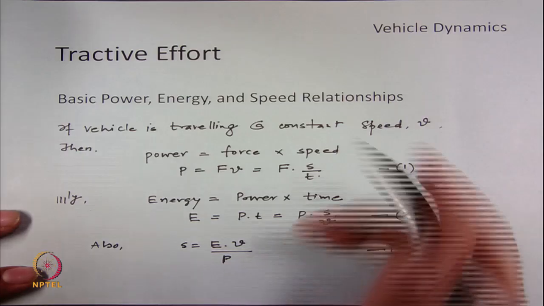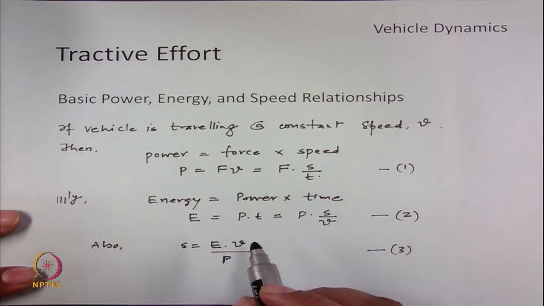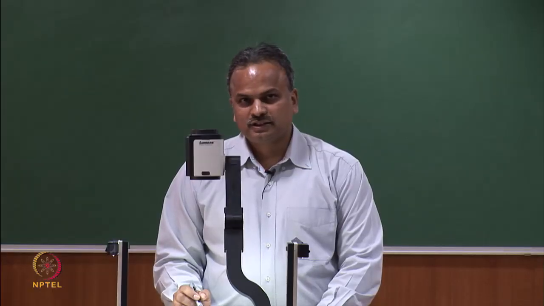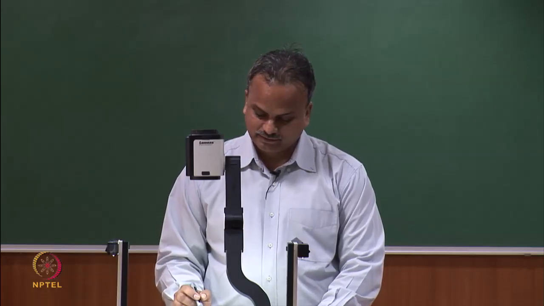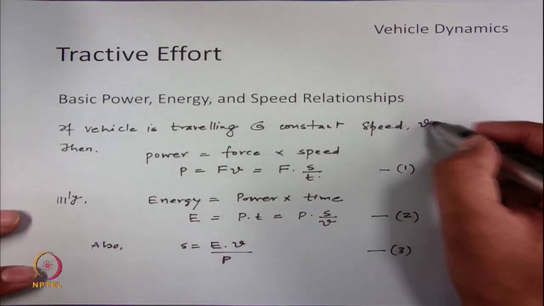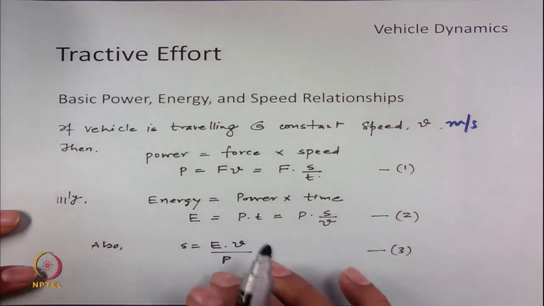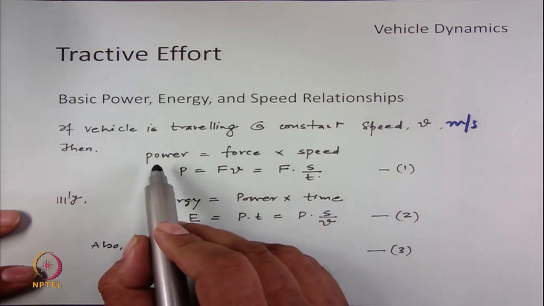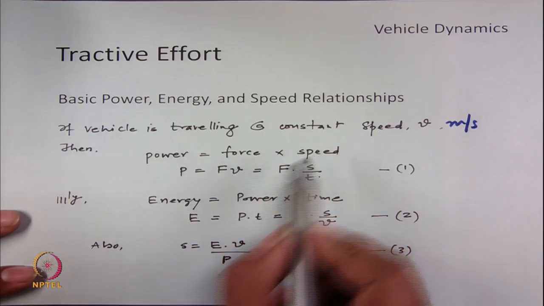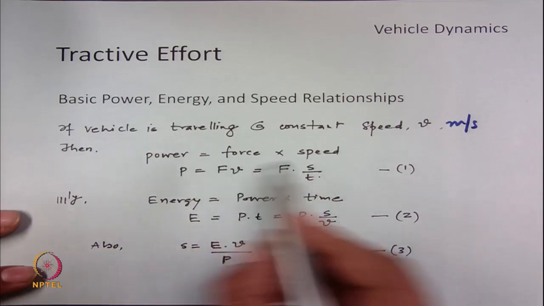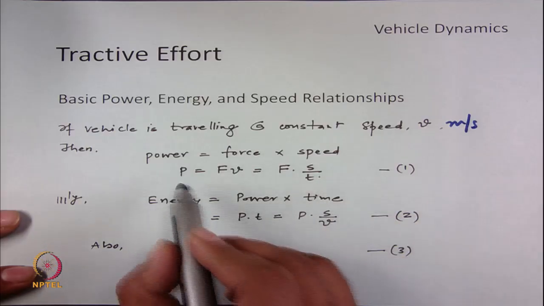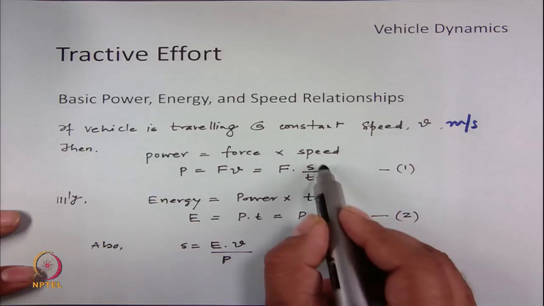So, let us try to understand the basic power, energy and speed relationship, which will be very handy for quick calculations of different forces and performance parameters. If we assume that the vehicle is travelling at a constant speed of v meter per second, then the power required is equal to force into speed. So, P is equal to F into V, and V can always be written as distance by time. So, power can be written as F into distance by time.